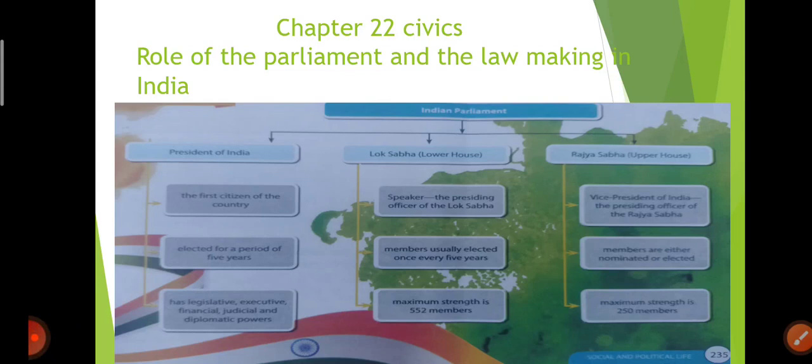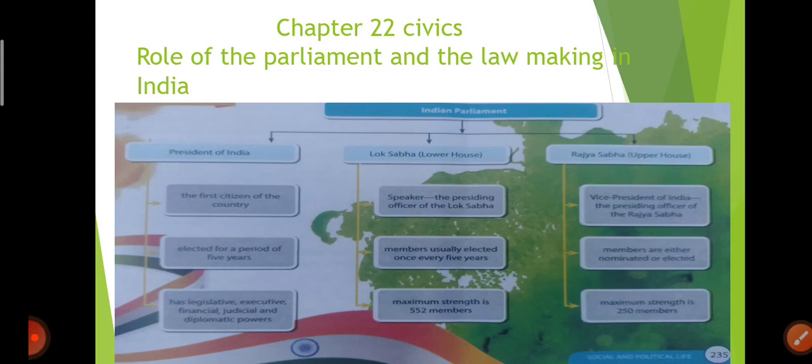It is formed with the President of India, the Lok Sabha, meaning the lower house, and the Rajya Sabha. Here are given below the features of each. The President of India is the first citizen of the country. The Speaker is the presiding officer of the Lok Sabha. In the Rajya Sabha, the Vice President of India is the presiding officer.